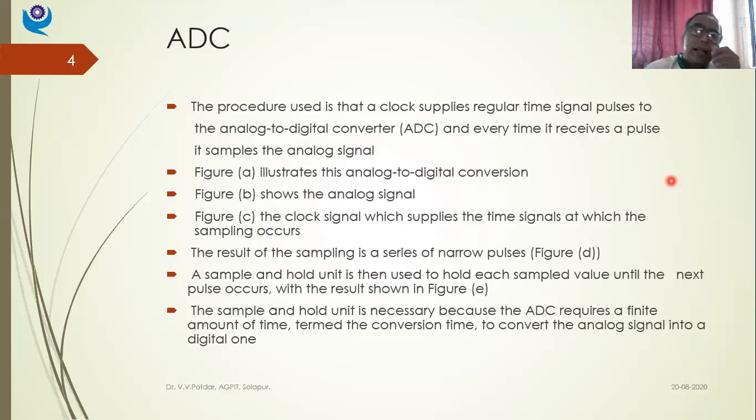Figure A illustrates analog to digital conversion. That's what we saw. Figure B shows the analog signal. Figure C, the clock signal, and the resultant of the sampling is a series of narrow pulses that is shown in figure D. The sample and hold unit is then used to hold each sampled value until the next pulse occurs.